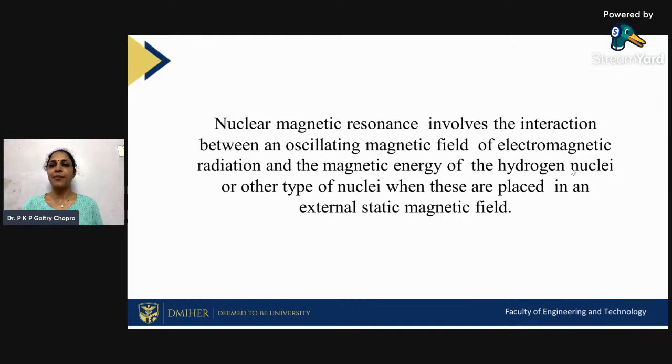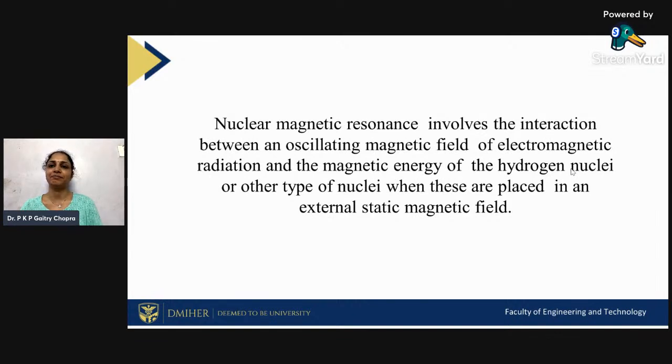That means NMR is nothing but the interaction between the magnetic component of the electromagnetic radiations and the magnetic component of the nucleus of an atom, when these two are placed in an external magnetic field.